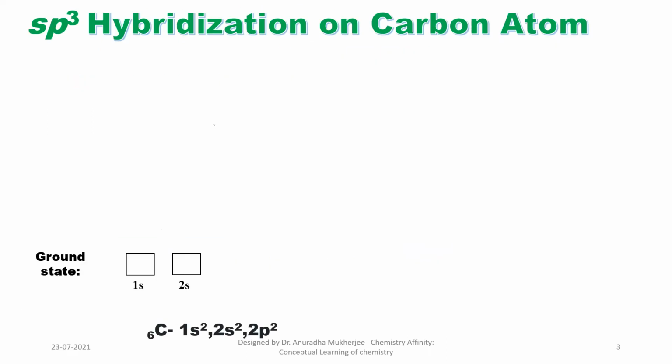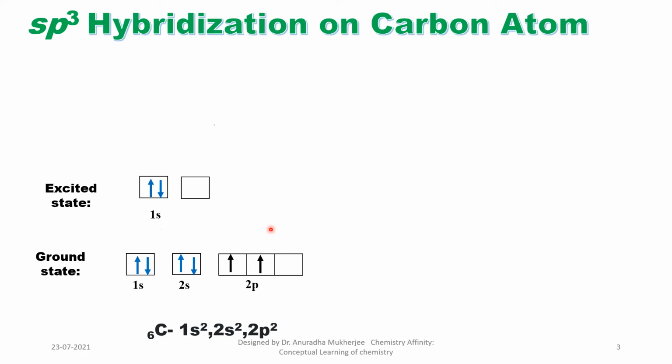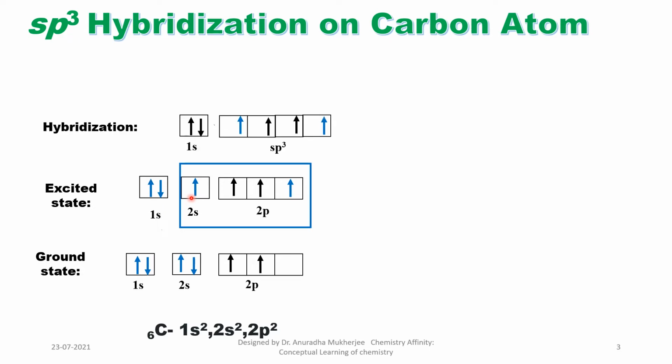Now let's explain the hybridization model, and for that I have taken the carbon atom. We all know the electronic configuration of carbon. Carbon has atomic number 6, so it is 1s2, 2s2, 2p2. So this is the ground state. Now what happens when it becomes excited? Here you can see that one electron from the 2s is jumping to the 2p orbital, because one p orbital is empty. So one electron from 2s jumps to the empty p orbital, and that happens in an excited state. Now hybridization. Here the hybridization is sp3.